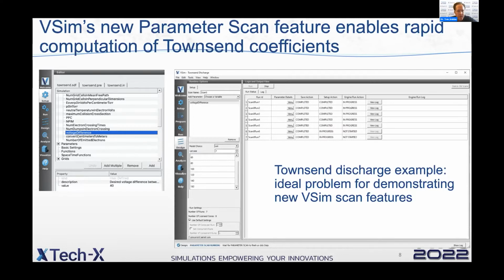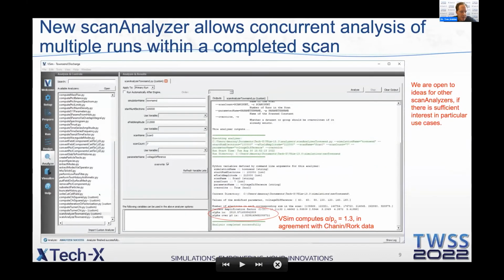We have also, for this particular Townsend case, built an analyzer that will look over all of the output from the scan. So this is the scan analyzer Townsend.py, which will show up in your list of analyzers in the tab. And so we can tell it our scan name, our electric field, how many runs were in the scan and what we were scanning over and such. And then from the aggregated scan data, we can compute the Townsend coefficient.